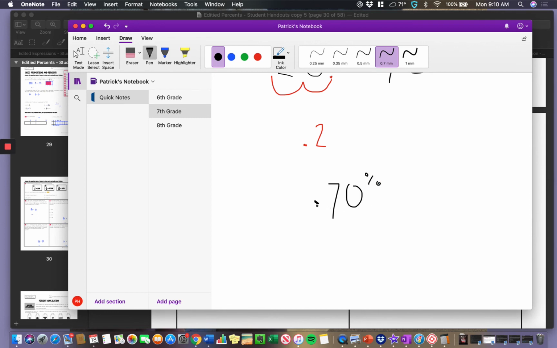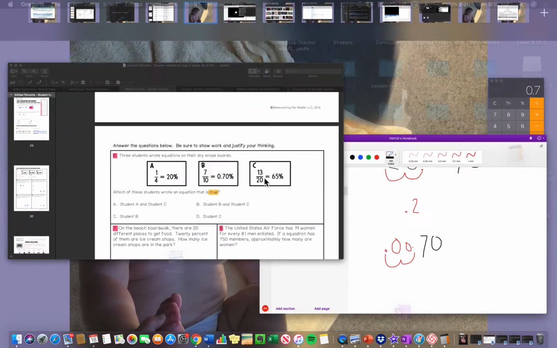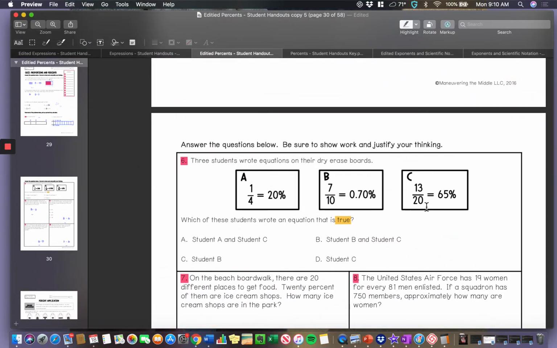I would still need to move it 2 spots to the right, and move my decimal over to here. So again, is this true or not? Well, I don't know that this is true because as a decimal, it is 0.007. So then we have 13 over 20.